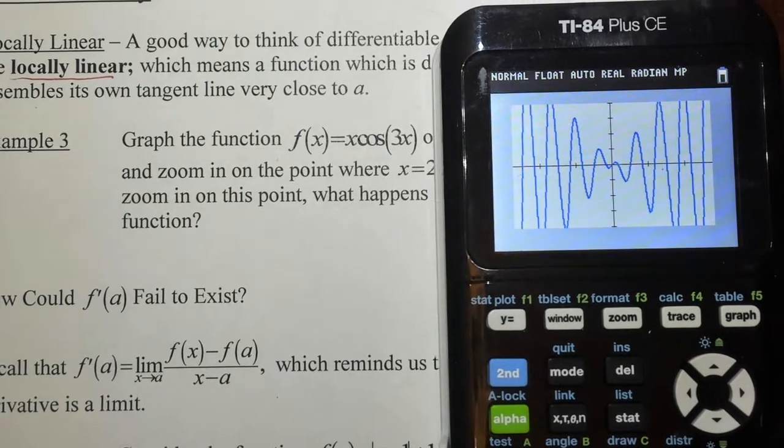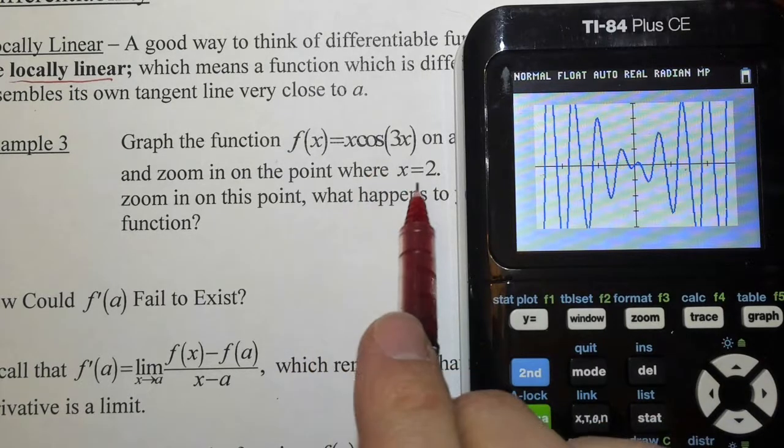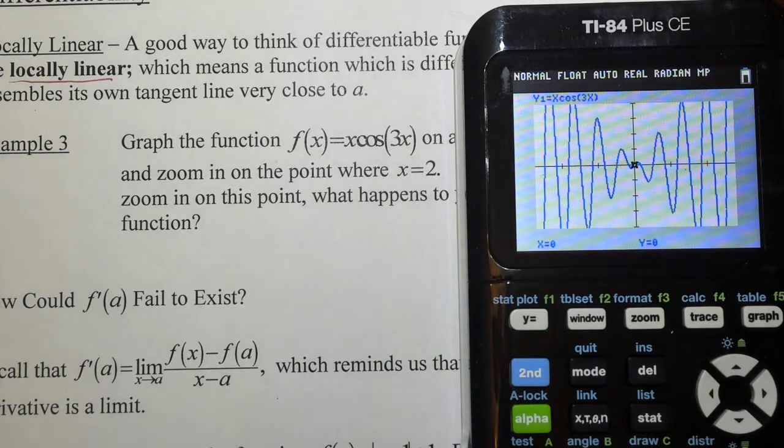Now we're particularly interested when x is equal to 2. All right, so let me hit the trace button for a second, and I'm going to type in 2. All right, so we can see that we're interested in that point right there. Okay, so let's zoom in on this point and see what happens.